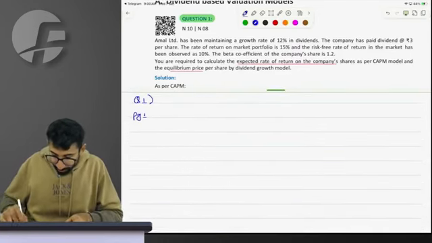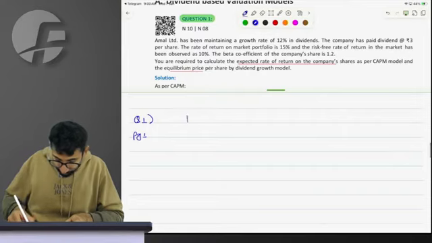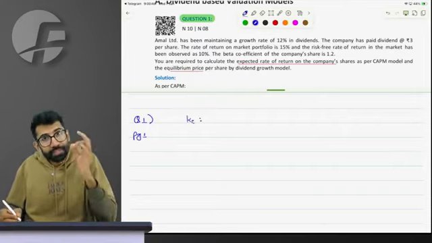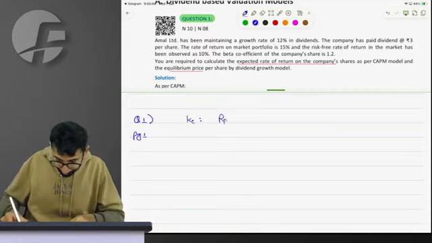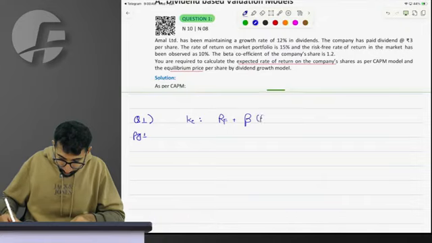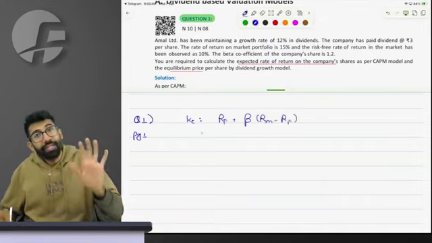Sir, in the question, first of all, we need to calculate cost of equity. So we will say cost of equity. Sir, do we have to write down the formulas? Yes, always. Correct. So the formula is RF plus beta into RM minus RF. You first write down the formula. Then you write down the values.